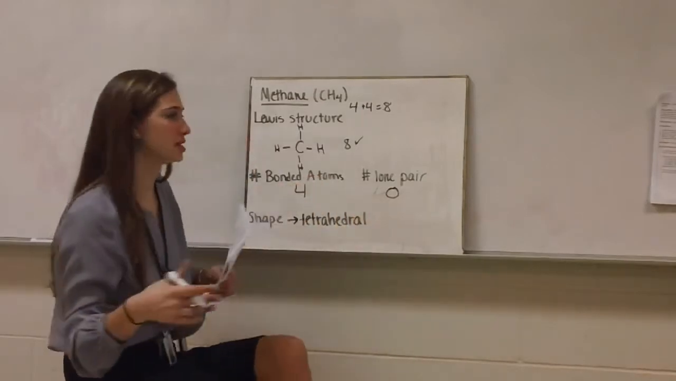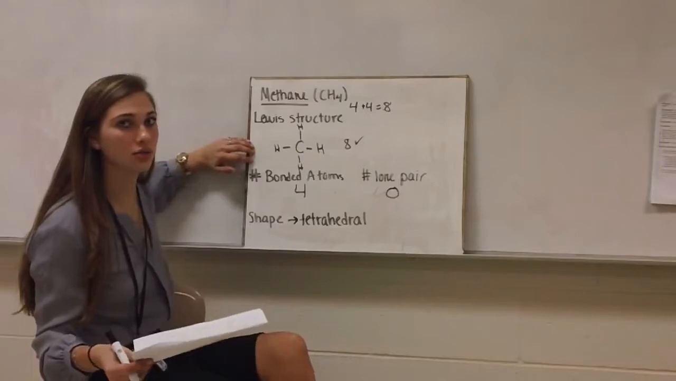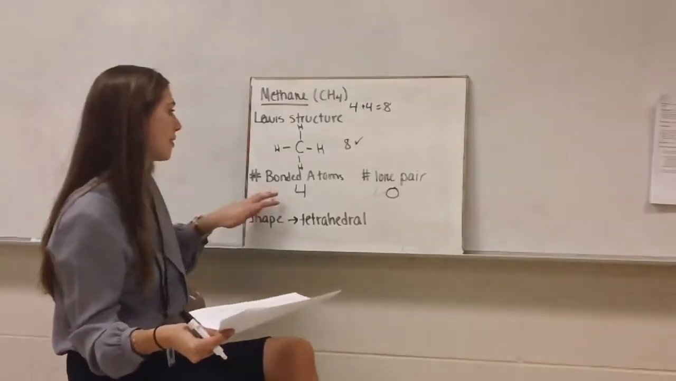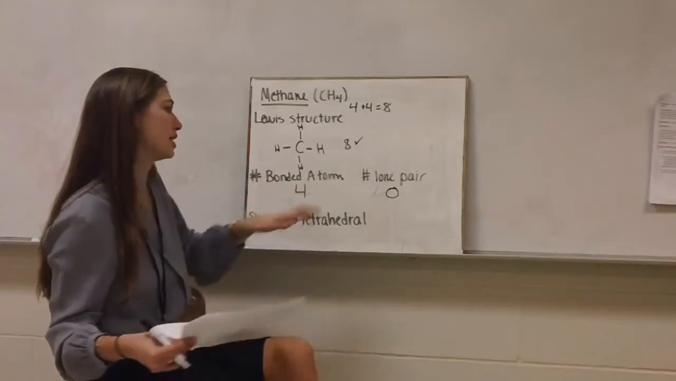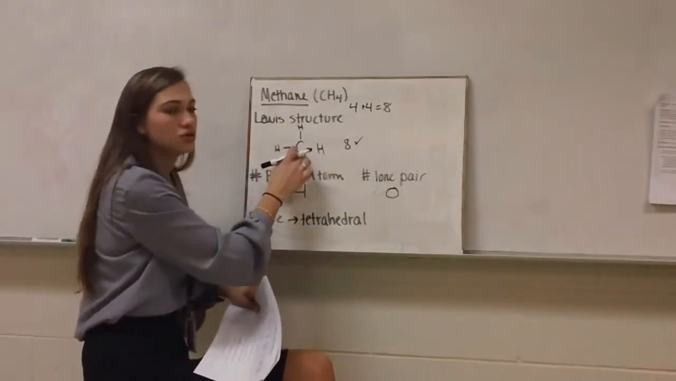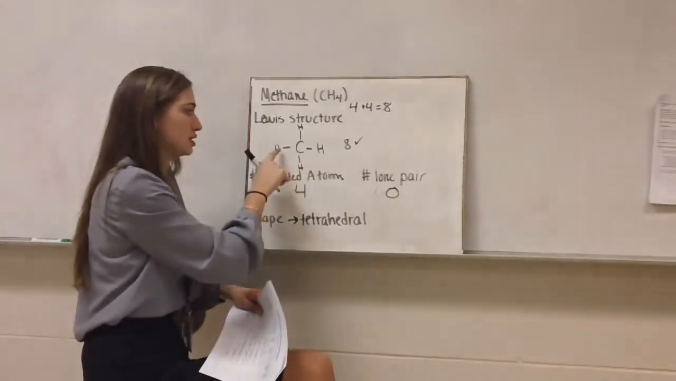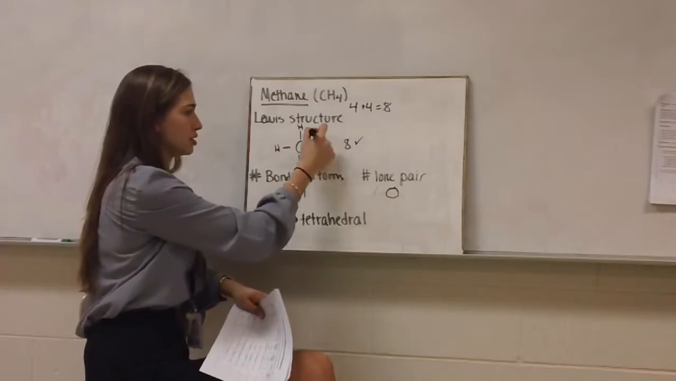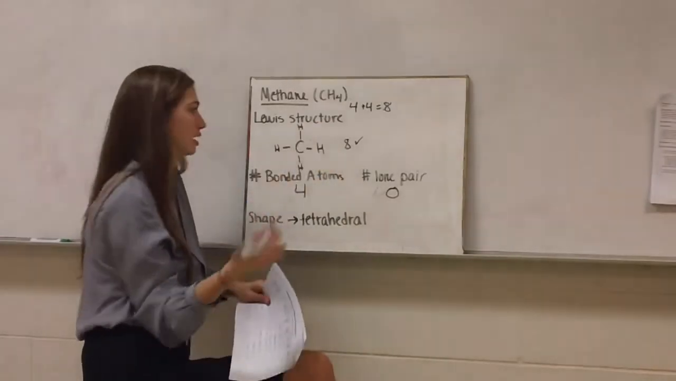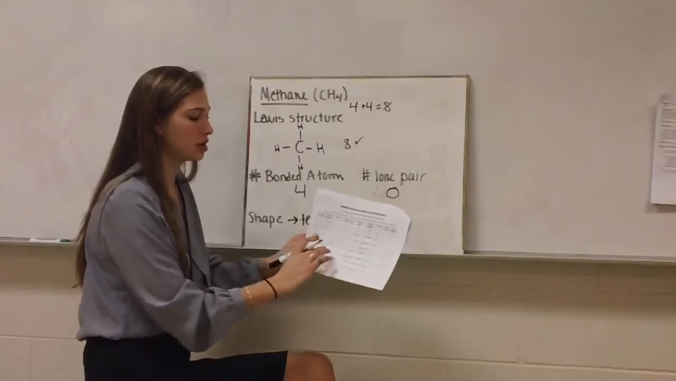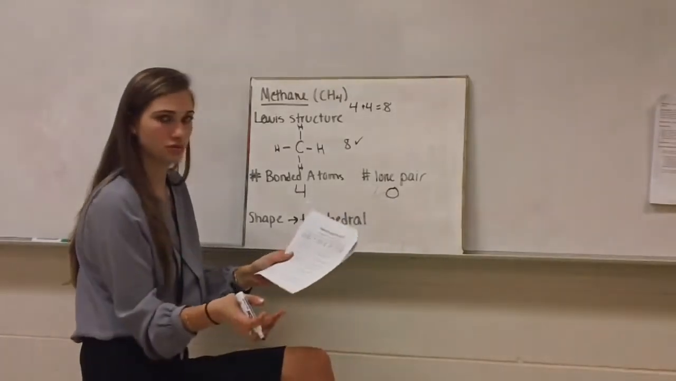So just going through that once again. First we're going to draw a Lewis structure using the rules that we learned on how to draw Lewis structures. Then to get the number of bonded atoms, you count the number of atoms that are bonded to the central atom. In this case it's 1, 2, 3, 4. We have no lone pairs, so there are no dots on the outside of carbon. So that's 0. We look that up in our chart. 4, 0 is tetrahedral.